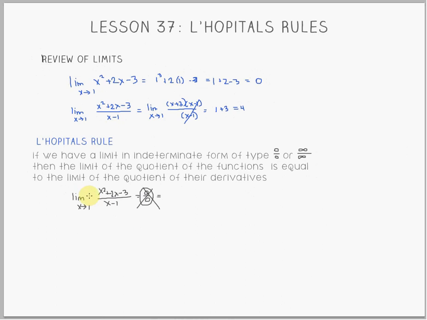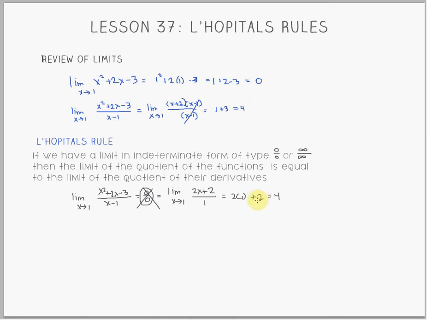L'Hopital's rule tells us we can take this top function and find the derivative of it. So we're going to take the limit as x approaches 1 of the derivative of this, which is 2x plus 2, over the derivative of the bottom, which is just 1, right? The derivative of x is 1, the derivative of negative 1 is 0. So then we plug in, and we get 2 times 1 plus 2, and that gives us 4.